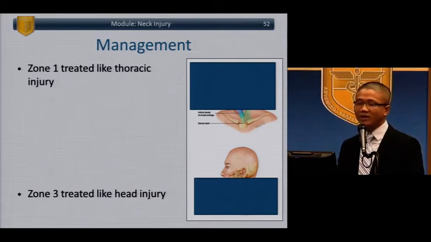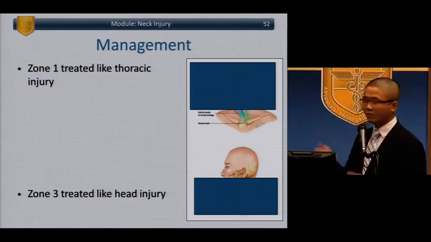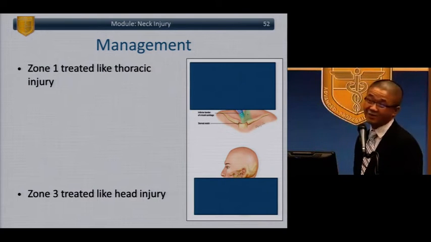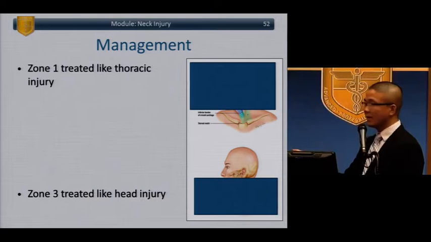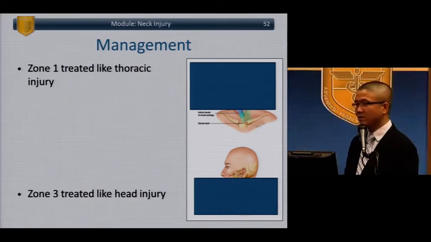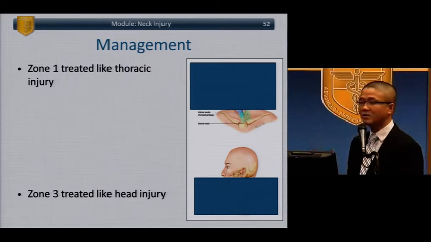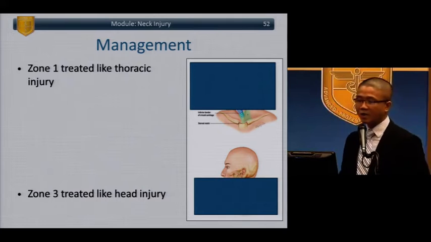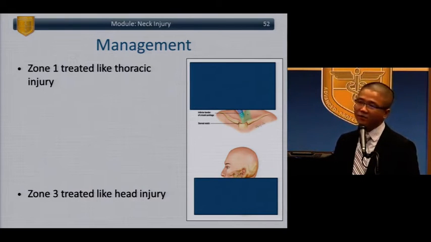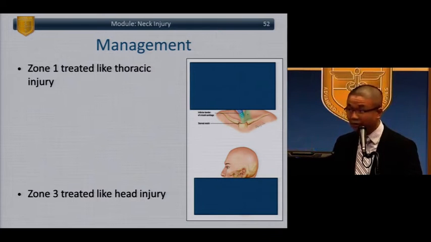All right, zone 1, so zone 1 is down here, or sorry, up to here, is treated like thoracic injuries. The risk of zone 1 penetrating neck injuries is very similar to thoracic injuries in terms of the aerodigestive system and major vascular structures that could potentially be injured. Zone 3 is like a TBI or head injury. It's hard to access. Nobody gets all the way up there to do anything about it, so it's rarely operated on. Zone 2 injuries have traditionally been accessible, because we can get to it, and that area can be explored.